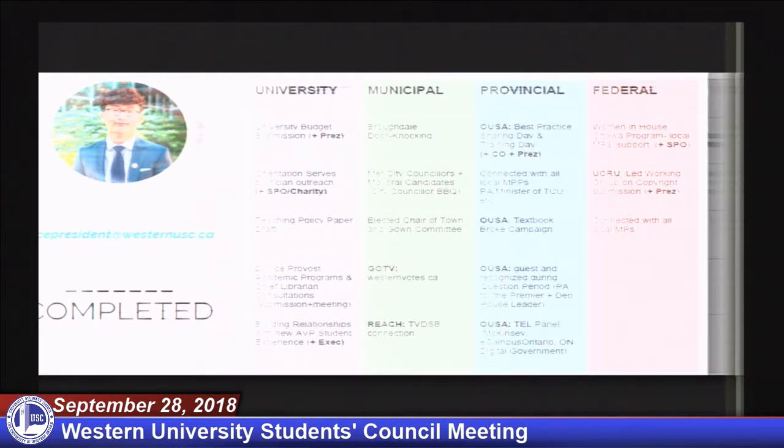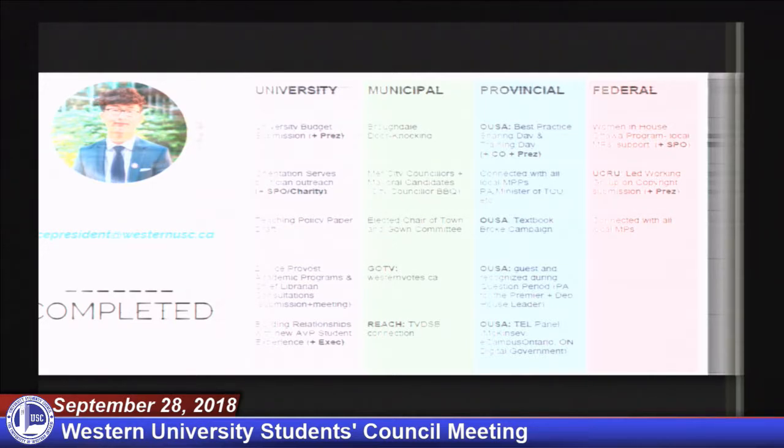Provincially, OUSA has had best practice sharing day and our training day. I connected with all of our local MPPs post-election, as well as reaching out to the parliamentary assistant and the Minister of Training, Colleges and Universities, getting meetings with the first and correspondence with the second. OUSA ran our textbook broke campaign at the beginning of the year.